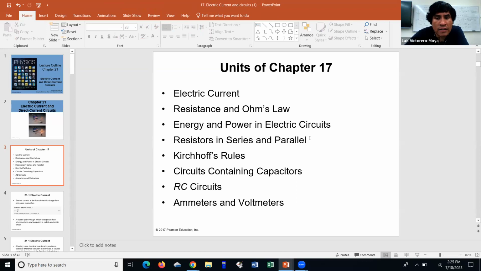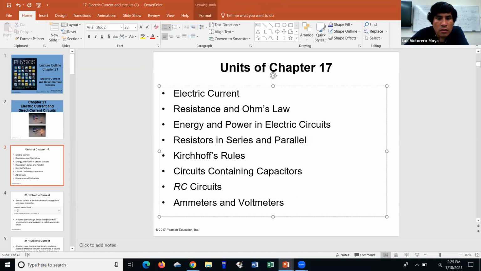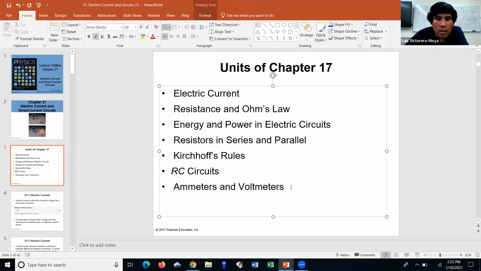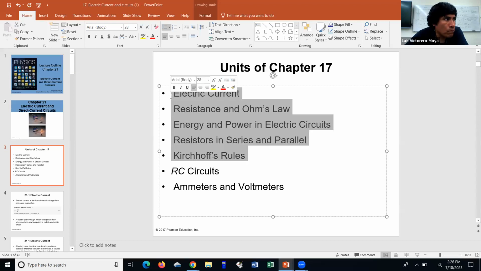Electric circuits, and then this. This one we already did, so don't worry about it. This one you are learning in the lab. So we're going to talk a little bit about this. RC circuits is important, but that's not going to be in the exam. So basically, these are the last topics before exam number 1.